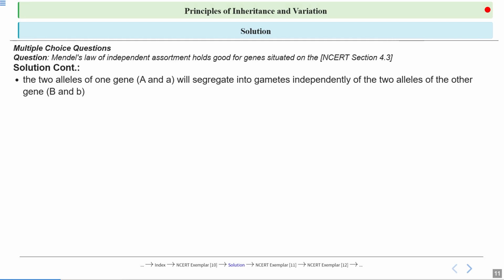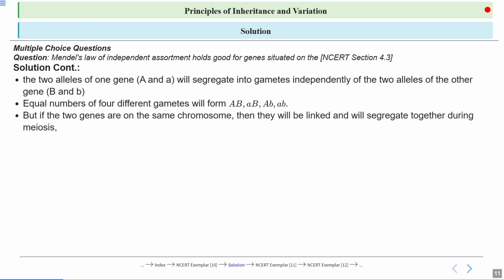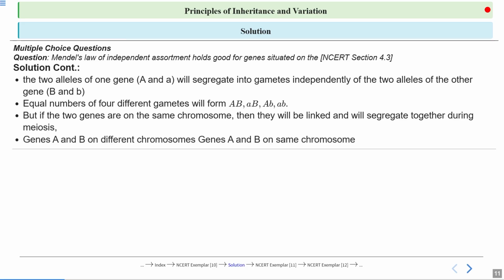Now, the 2 alleles of a gene, A and small a, will segregate into gametes independently of the 2 alleles of the other gene, capital B and small b. So basically, when the genes are present on non-homologous chromosomes, they will segregate independently. So in the first case on the left hand side, 4 gametes will be formed, and where the genes are linked, only 2 types of gametes will be formed.